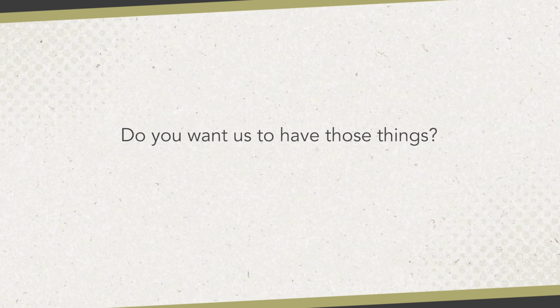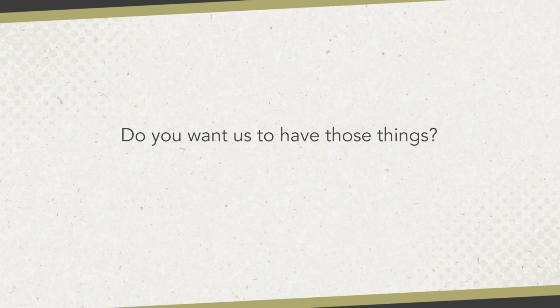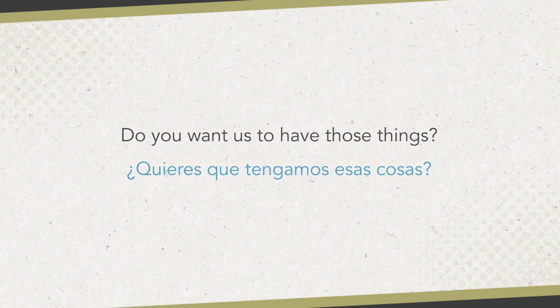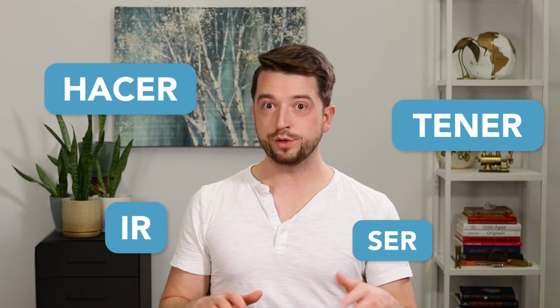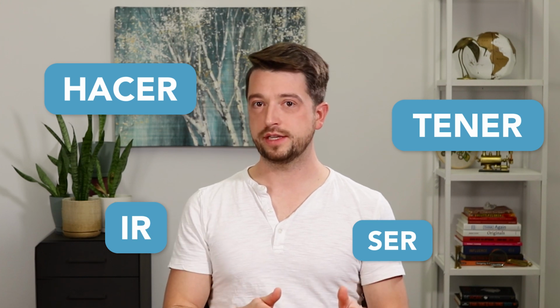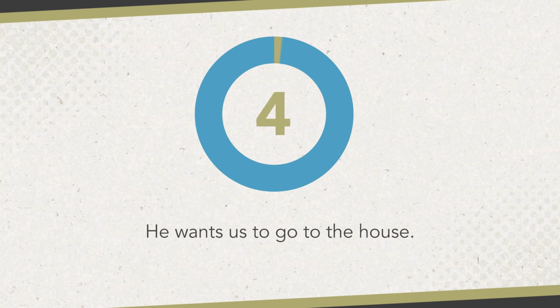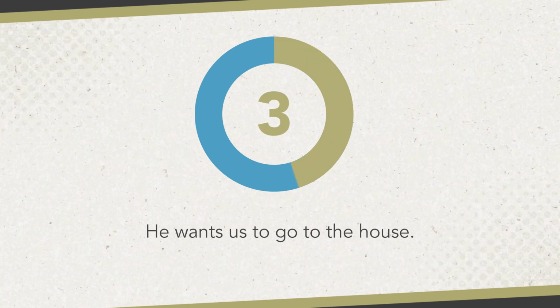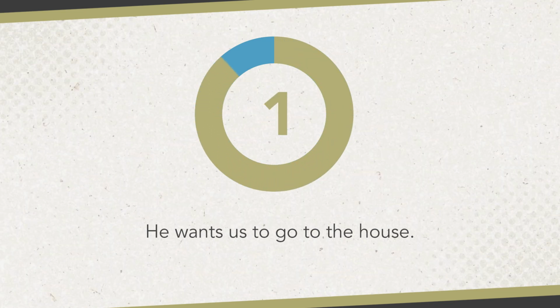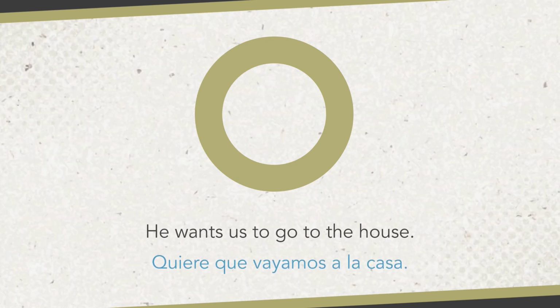Or maybe, do you want us to have those things? ¿Quieres que tengamos esas cosas? This part is for you if you know the verbs ser, hacer, ir, and tener. If you do, try to take a shot at this next quiz. Each of these sentences is still going to start with a form of querer, but then it's going to have a subjunctive of any of these verbs. Try this out. First, he wants us to go to the house. Quiere que vayamos a la casa.